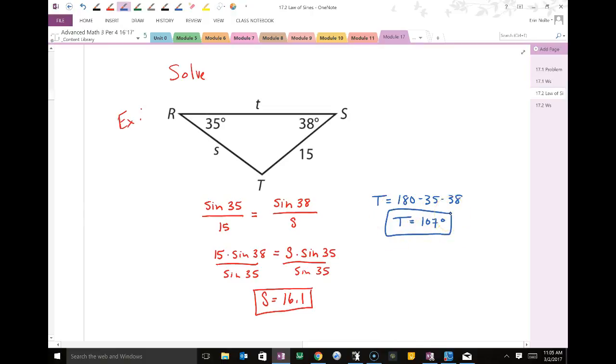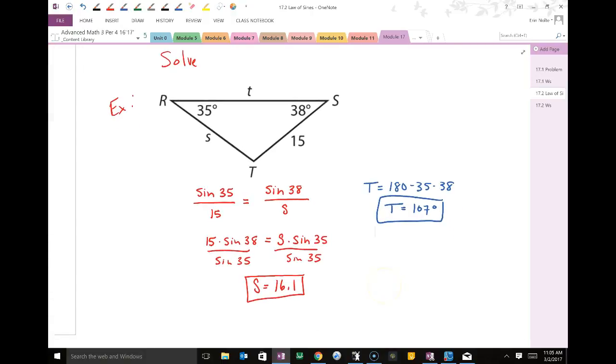Okay. So the last piece I'm missing is side t. How do I find side t? What do I have to do? What's my only option at this point? I have to use, nope, can't do SOHCAHTOA because that's for a right triangle. I only can use the law of sines. That's my only option right now. That's all you guys know. So I have to do the law of sines.